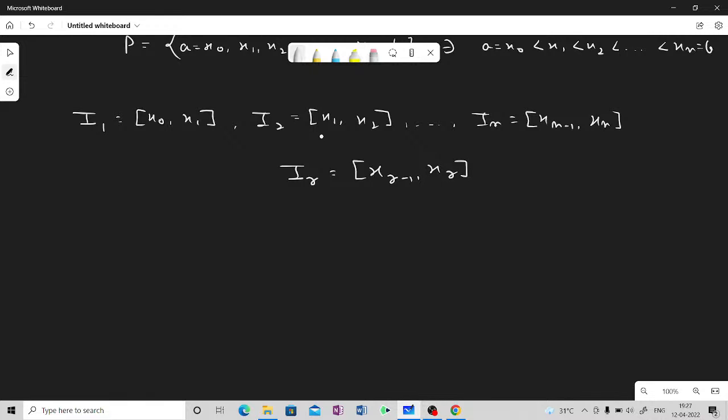Is it clear? So we can form n such sub intervals using the elements of the partition, and these sub intervals will basically be required to construct the rectangles which we are going to need to approximate the area under the curve or find the definite integral of the given curve within this given interval. Clear? Okay.